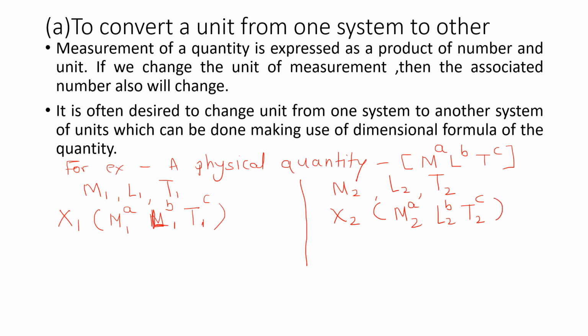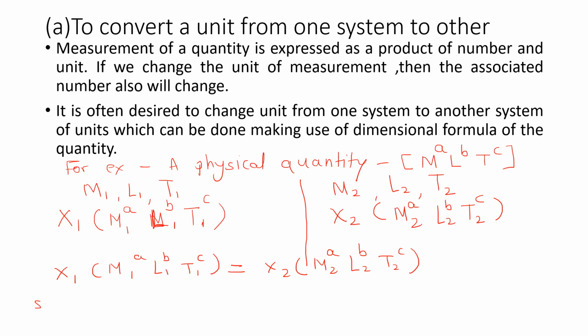Even though the system of measurements is changed from m1, l1, t1 to m2, l2, t2, the dimensional formula will remain the same. The quantity has not changed, though the system of measurement is changed from this system to this system. The quantity has not changed at all. What is the meaning of this? x1 m1 raised to a, l1 raised to b, t1 raised to c is obviously equal to x2 m2 raised to a, l2 raised to b, t2 raised to c.